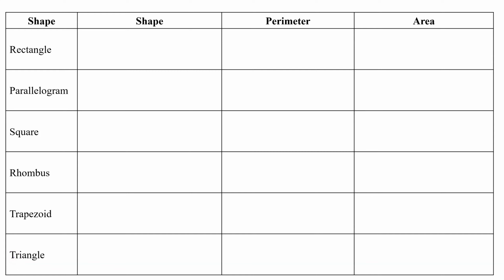In this video, we're going to discuss the formulas for perimeter and area of 6 different shapes. So let's start with the rectangle. A rectangle has 4 sides and it has 90-degree angles.